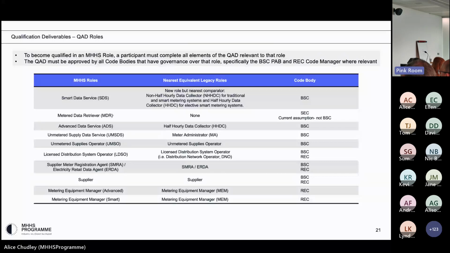So that's an example. This slide pack's available to you. It'll be circulated later for reference. So brilliant. If we can move to the next slide, please.